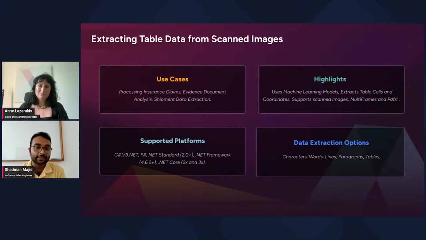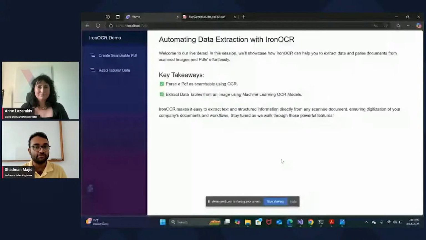And in terms of data extraction, even though I'm showing you that we can extract table data, we can also extract characters, words, lines, paragraphs, and their coordinates as per your use case. The functionality and the implementations are very much the same. So in order to get into more details, I'll be sharing my screen and showing you how we'll be extracting data tables from an image using machine learning OCR models.